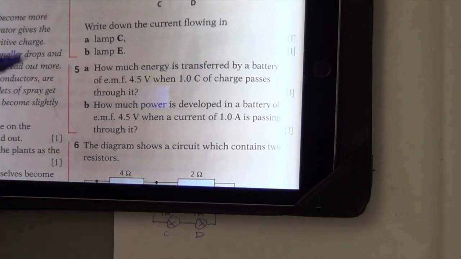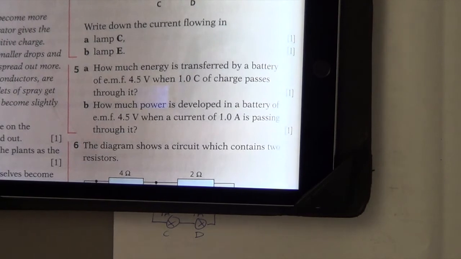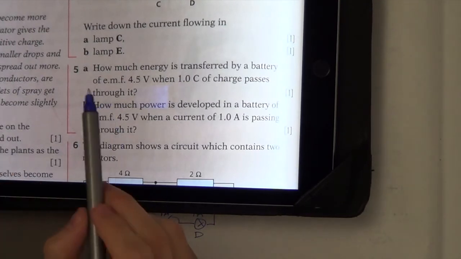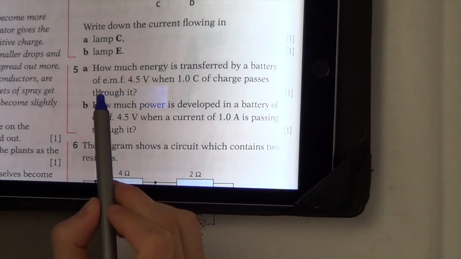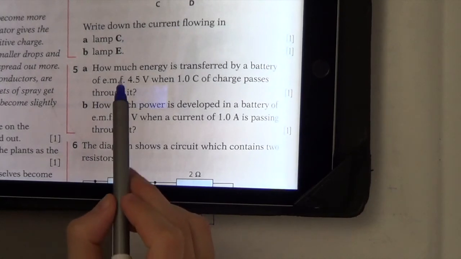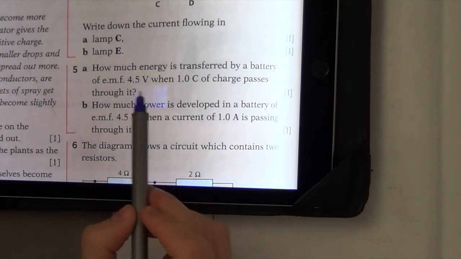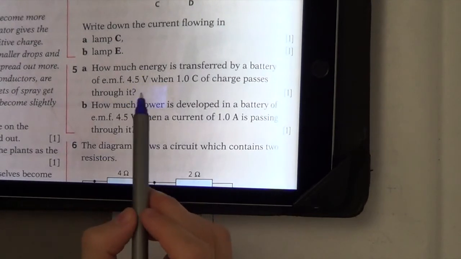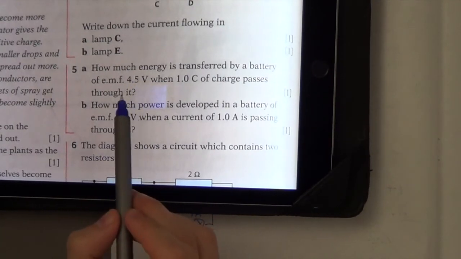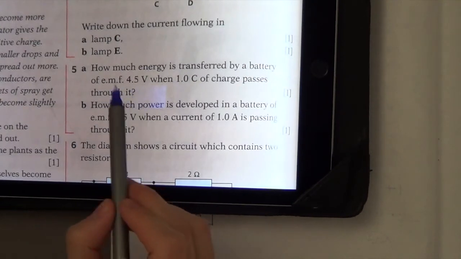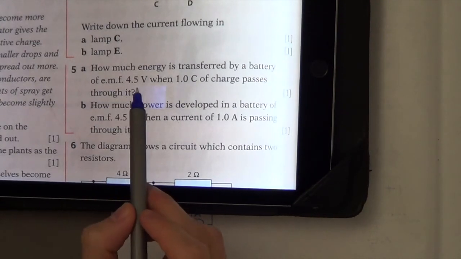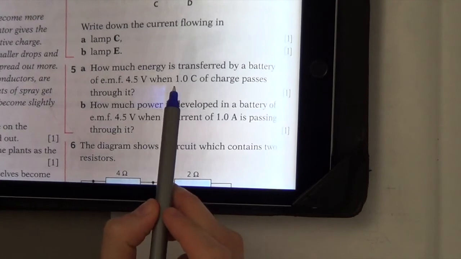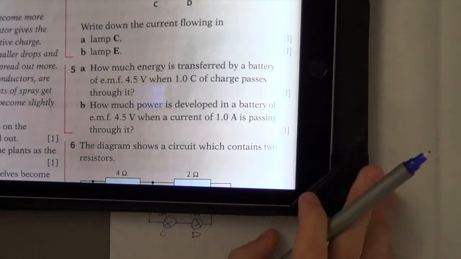Okay, so next question says, how much energy is transferred by a battery of EMF 4.5 volts when 1 coulomb of charge passes through it? EMF stands for electromotive force. It's essentially the voltage of a battery, or the maximum voltage a battery theoretically should have if no current is drawn through it. Anyway, it's a 4.5 volt battery, and 1 coulomb of charge passes through it, and what's the energy?